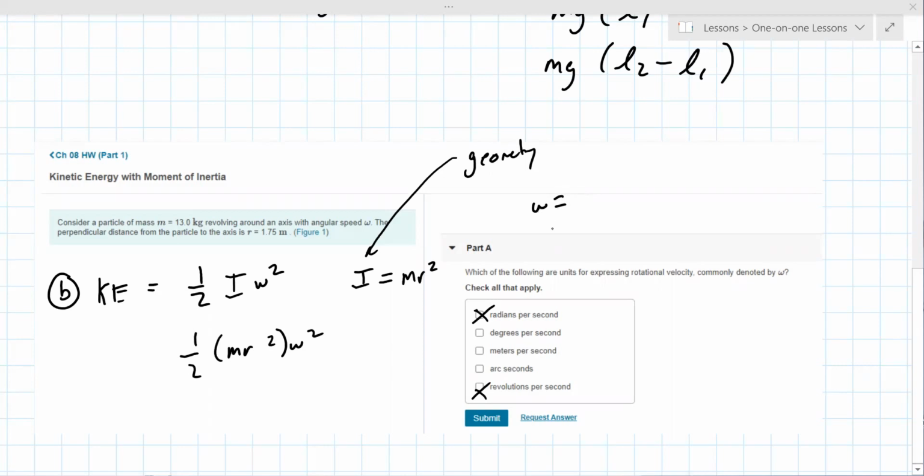18.0 radians per second. Where did they give that? They give that in B. In part B? Oh, you have to complete part B. I see. Okay, so we have 1/2, your mass is 13, your R is 1.75 squared, your W is 18 squared. So go ahead and calculate that, and that'll be your energy in joules.